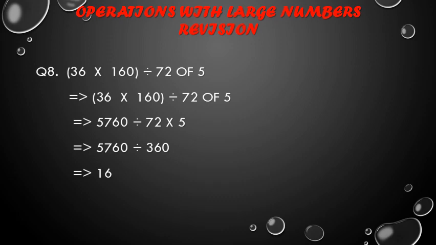So children, in this simplification sum, we have solved the bracket, that is the operation inside the bracket. Then we have solved the of, and after that we have come to the division and we have solved the division.